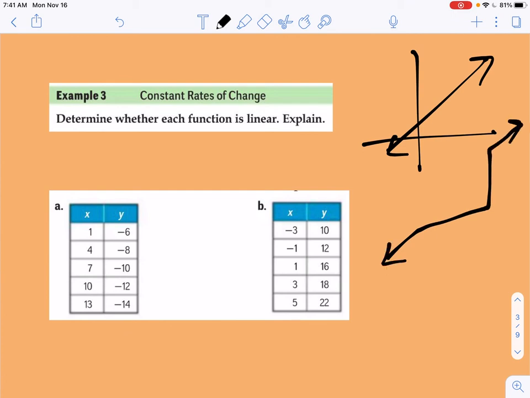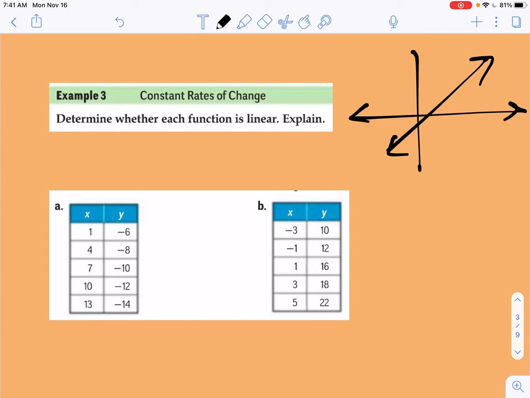Otherwise you're going to get something that looks like, you know, this, and while it's cool looking, it's definitely not linear, right? It does not make a line. So in order for it to be a linear example, it has to make a straight line, and your rates all need to be the same. So all you do for these is compare your rates. You figure out what they are, and you compare them.